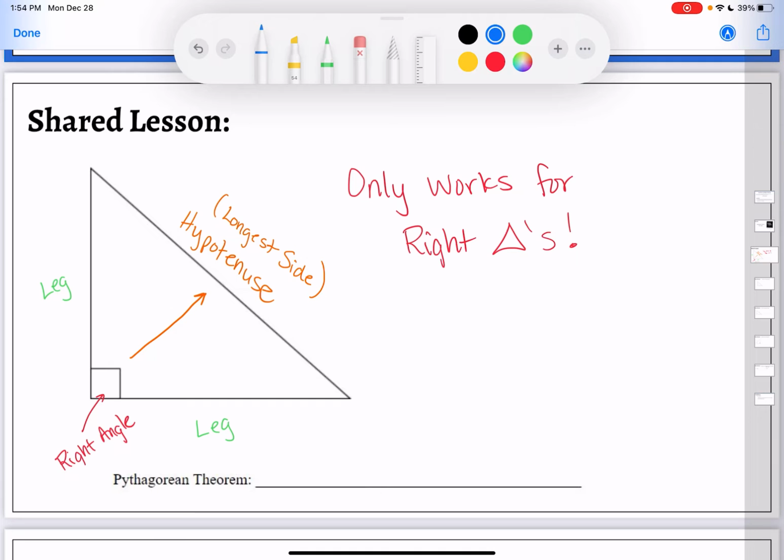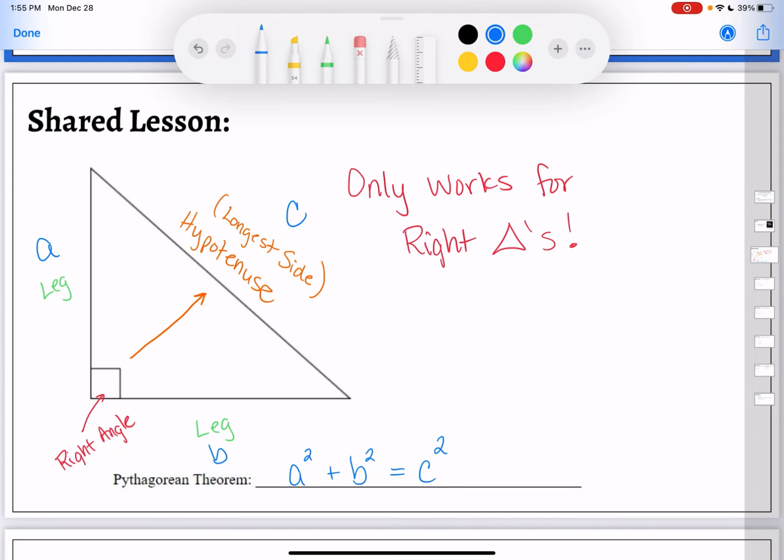All right. Now, the Pythagorean theorem actually says a squared plus b squared equals c squared. Well, what the heck does that mean, right? A squared plus b squared equals c squared. When we say that, the side across from the right angle, the hypotenuse, is always side C, okay? So the hypotenuse is side C, and then each of the legs are side A and side B.